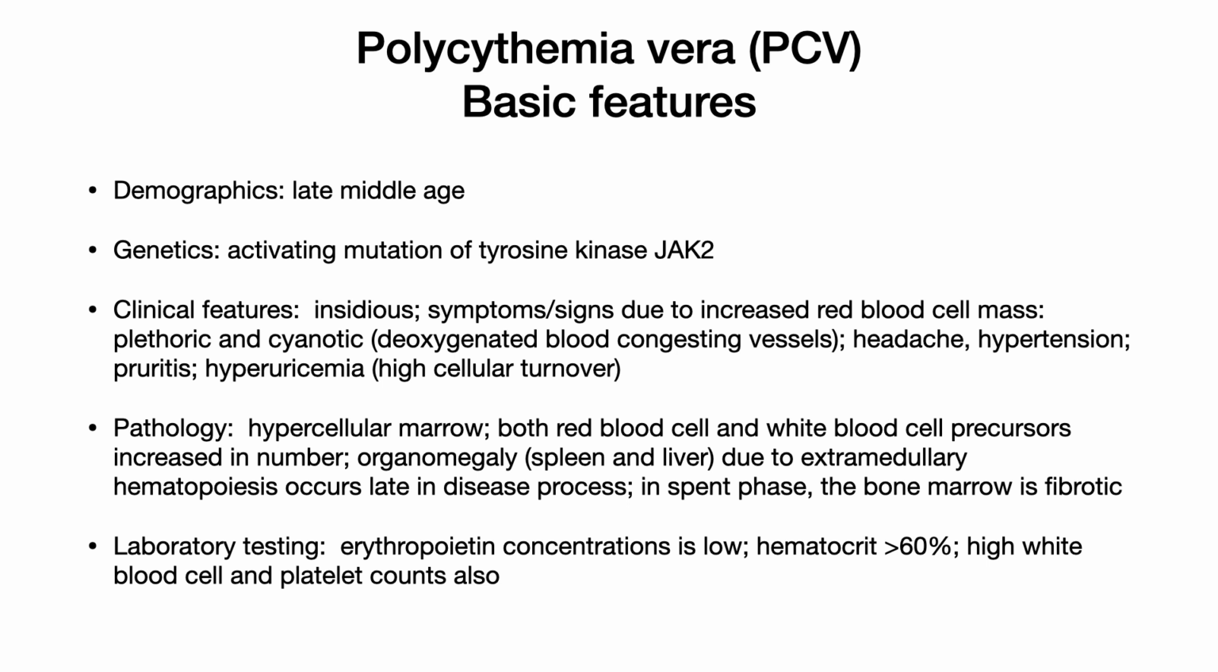It can actually affect other cell lines, so you can see elevated white cell count as well, but the main thing with polycythemia vera still seems to be the red blood cells. You can get spleen and liver enlargement due to extramedullary hematopoiesis, and then in the spent phase, the bone marrow can actually become fibrotic. So laboratory testing, the erythropoietin concentration should be low. Polycythemia vera would have to be differentiated from secondary polycythemia, where most times you're going to have an elevated erythropoietin. In polycythemia vera, there's no drive from the body to increase the number of red blood cells, whereas in secondary polycythemia, the elevated concentration of erythropoietin is what's driving the increased number of red blood cells.